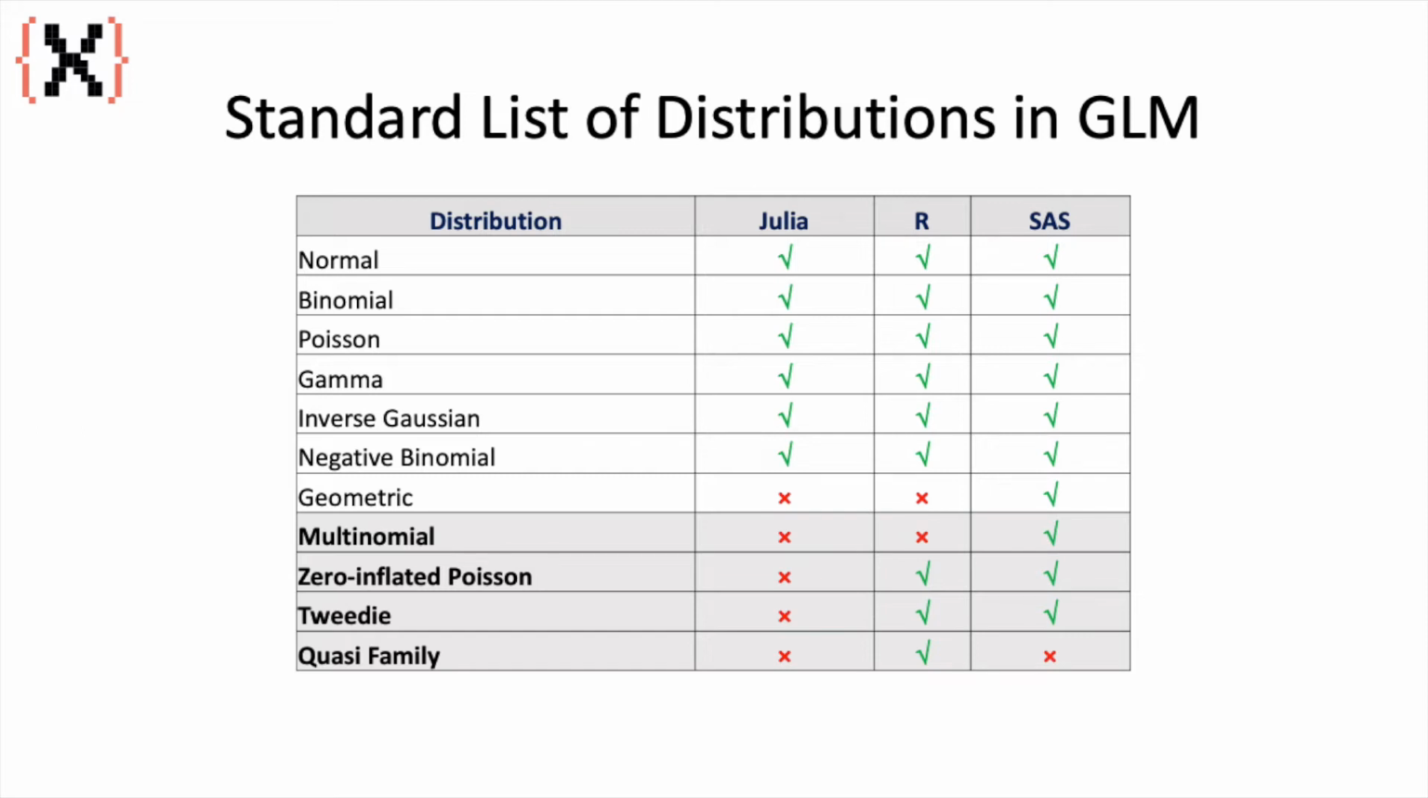But R and SAS both have a bigger ecosystem around the generalized linear model. There are many extensions of R's GLM, especially zero-inflated models and so on, that are not available in Julia, at least in a stable version.